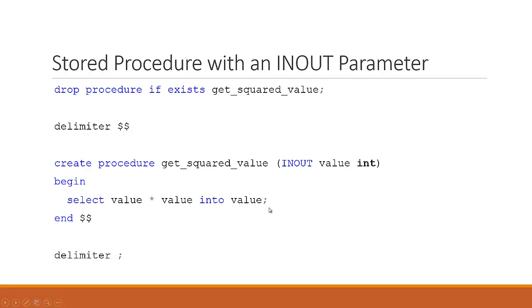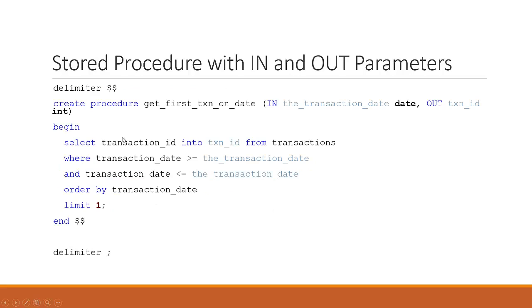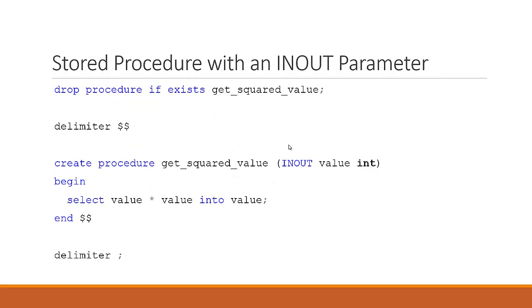If you remember, let me go back one slide. If you remember, we use the into keyword to store some sort of data into an out parameter. We had the out parameter TXN ID, which we were just looking at. We use select transaction ID into TXN ID from transactions. So we're just doing the same thing here, only we're not selecting from a table.